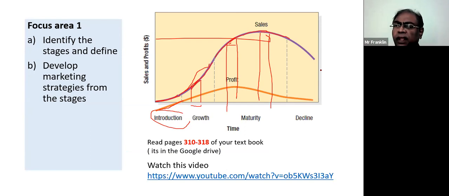stage. Okay. Now I'm going to show you a little video on the product life cycle. I want you to watch this video because it is very good. It gives you a clearer picture of what a product life cycle is. Now, when you answer this question, identify the stages. What are the stages? First, you talk about the first part of the question. Identify there are 4 stages: introduction, growth, maturity, and decline.